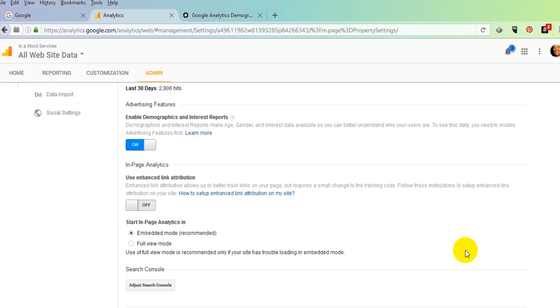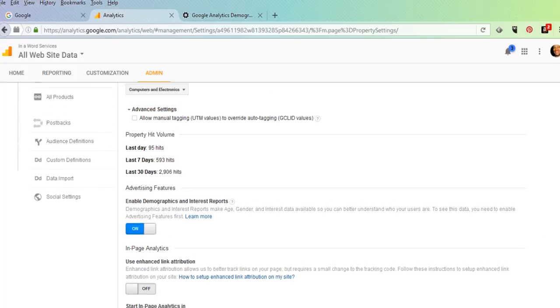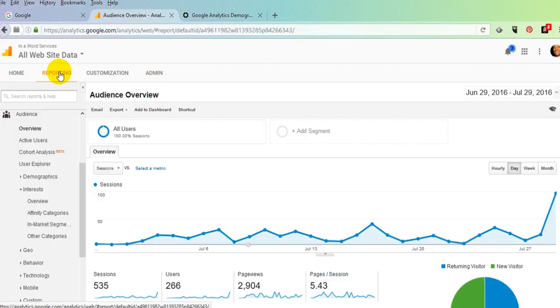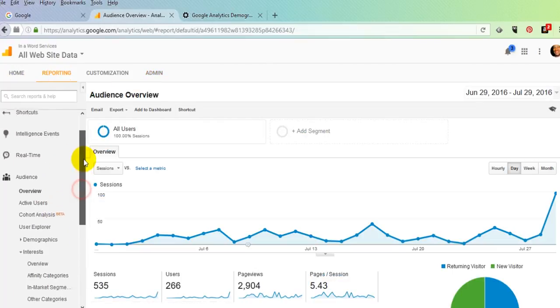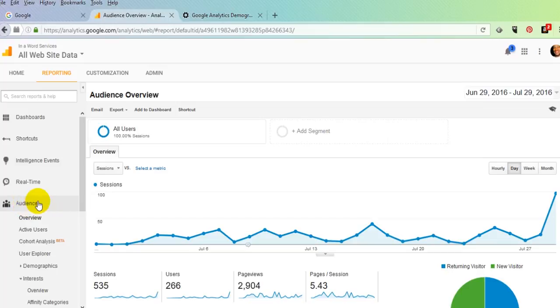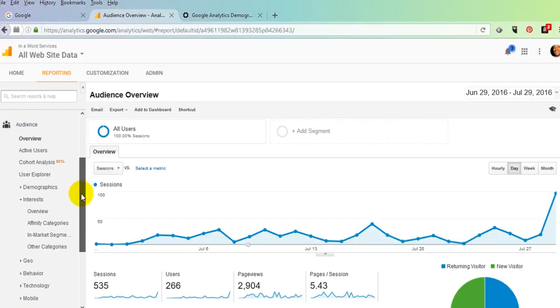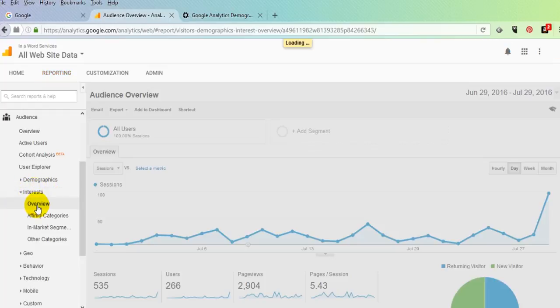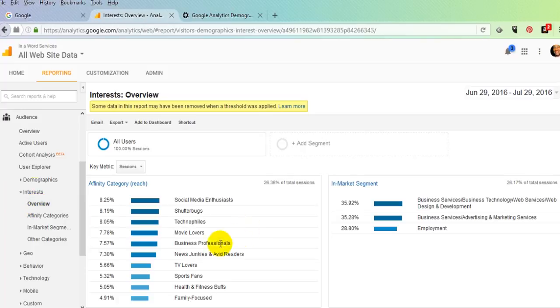Once you do that, it may take a couple of days for the data to populate. Then go back to your reporting section and go down to audience. This is going to click off because I already had it expanded, but I want to make sure you see that. You want to go to audience, then scroll down to interests and then overview, and then you're going to see your data.